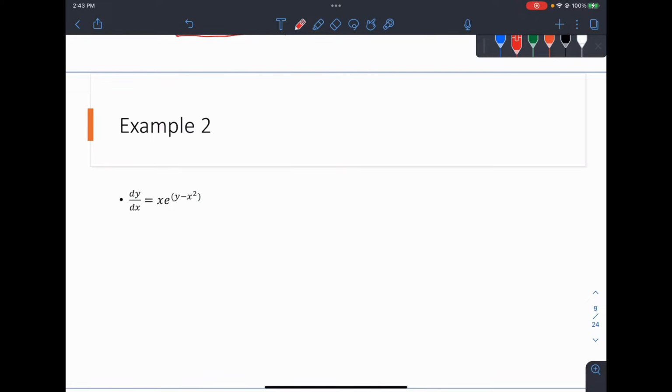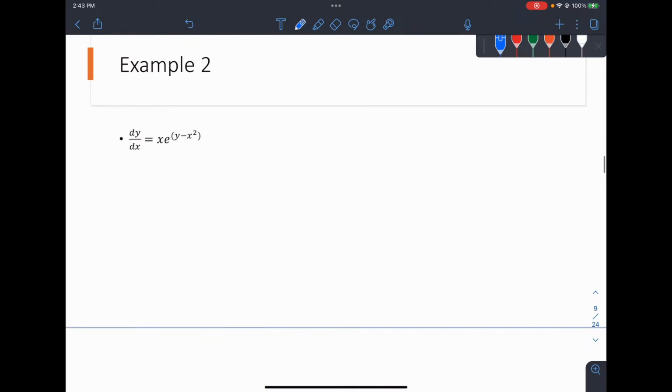So I'm just going to rewrite this first as dy over dx equals x. Then I can separate the two as e raised to y, and the other one would be multiplied with e raised to negative x squared. Then we multiply everything by dx, leaving us with dy equals x e raised to y e raised to negative x squared dx.